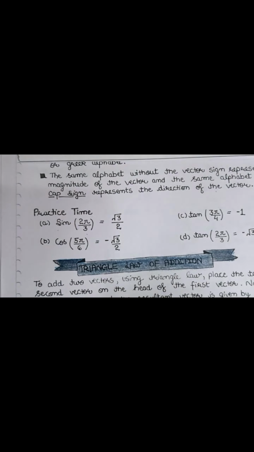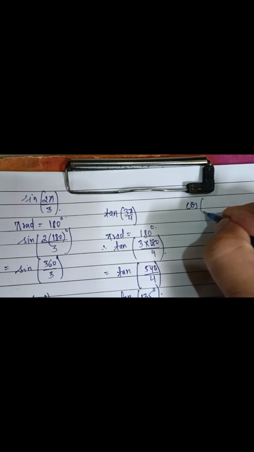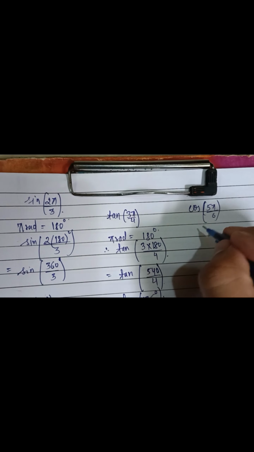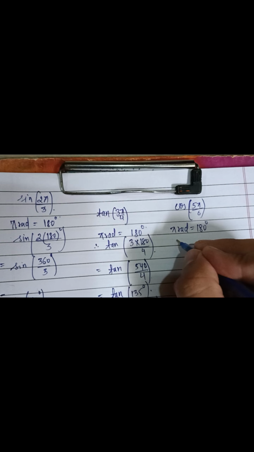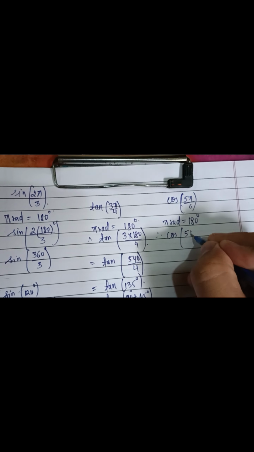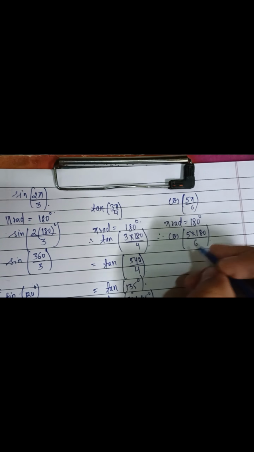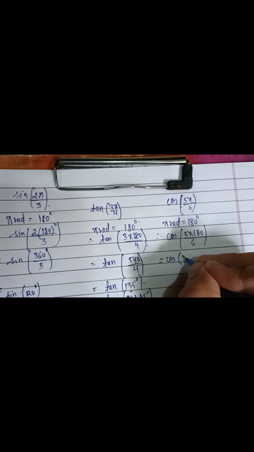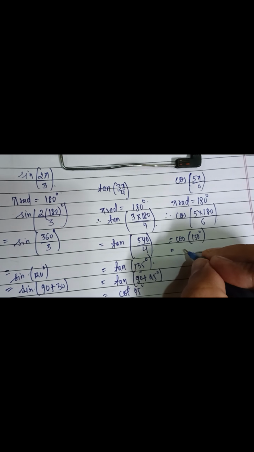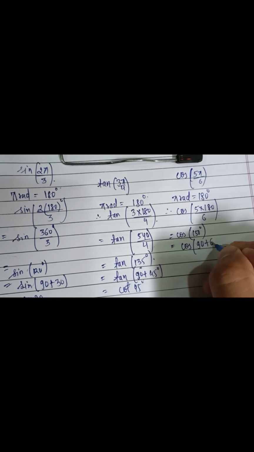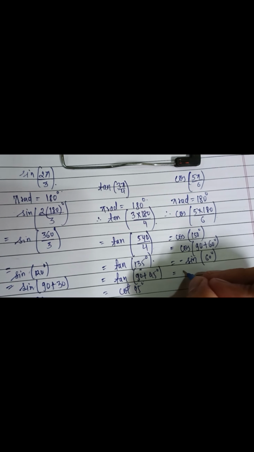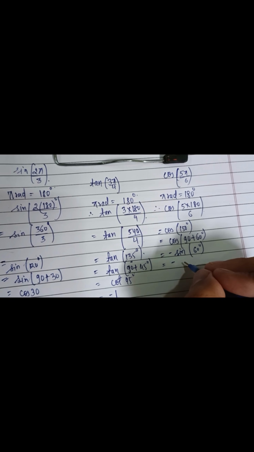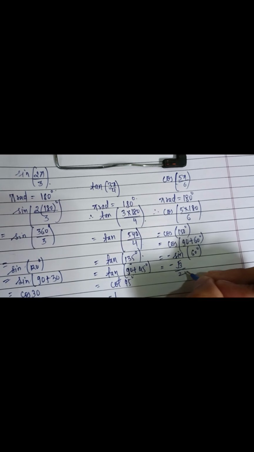Now example number 3 is cos of 5 pi by 6. Therefore cos of 5 pi by 6, we know that pi radians is equal to 180 degrees. Therefore cos of 5 into 180 by 6 is equal to cos of 150 degrees, which is equal to cos of 90 plus 60 degrees, which is equal to minus sine of 60 degrees, which is equal to minus root 3 by 2.